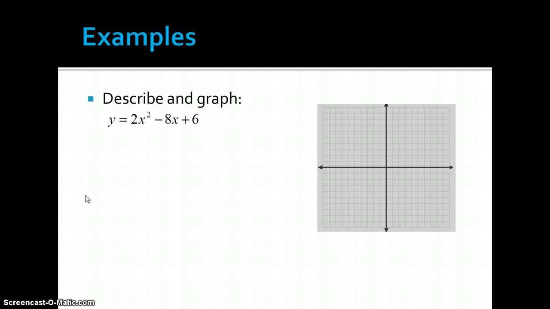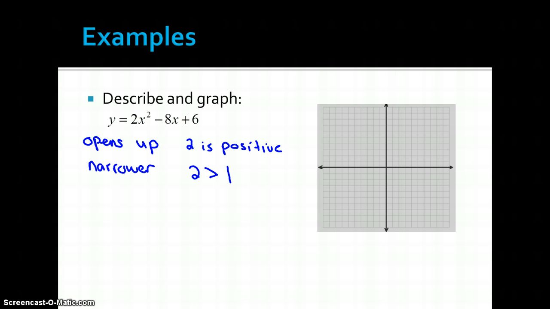1 for 2. We describe this graph, okay? This opens up. This is narrower. Okay, this is because 2 is positive. This is because 2 is greater than 1. That's where that information comes from.